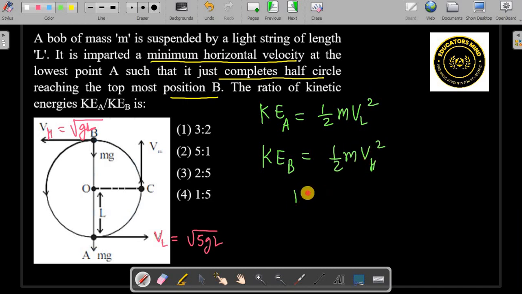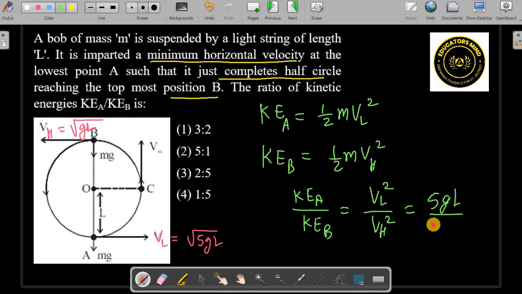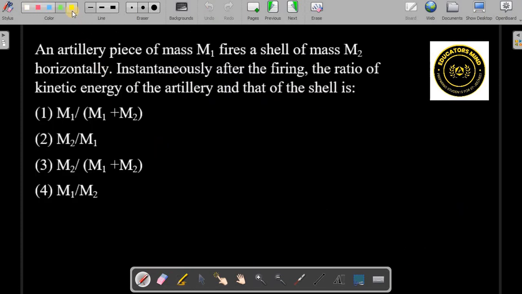So they are asking the ratio of kinetic energy of A by kinetic energy of B. Half m got cancelled. It is just the ratio of VL square by VH square. So VL square is 5 gl, and this is going to be just gl. So definitely this is going to be 5:1. That will be the answer. Yes, we got it correct. Option 2. Yes, let's move to the next question.